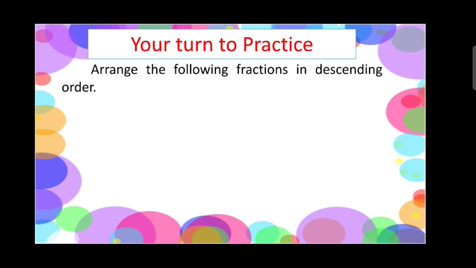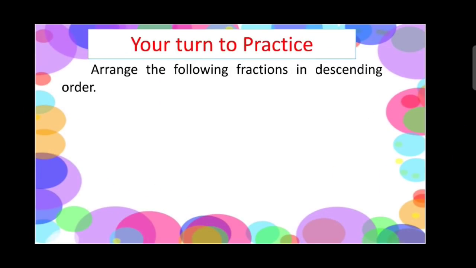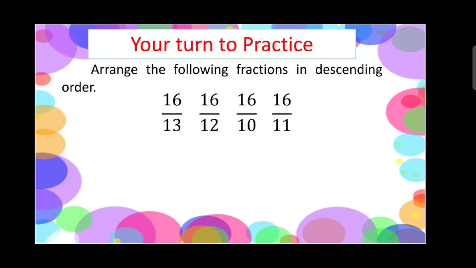Next, arrange the following fractions in descending order. When we say descending order, the value goes from bigger to smaller. Okay, so we have 16 over 13, 16 over 12, 16 over 10, 16 over 11.